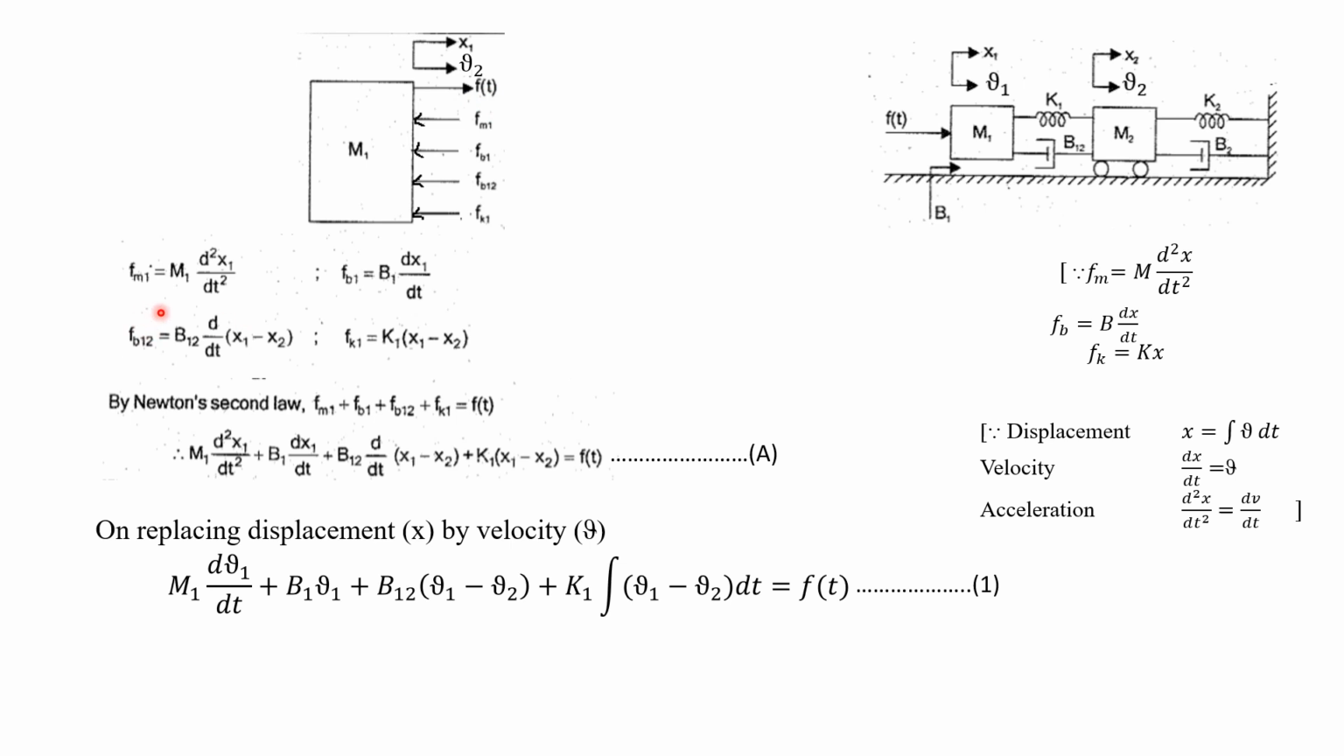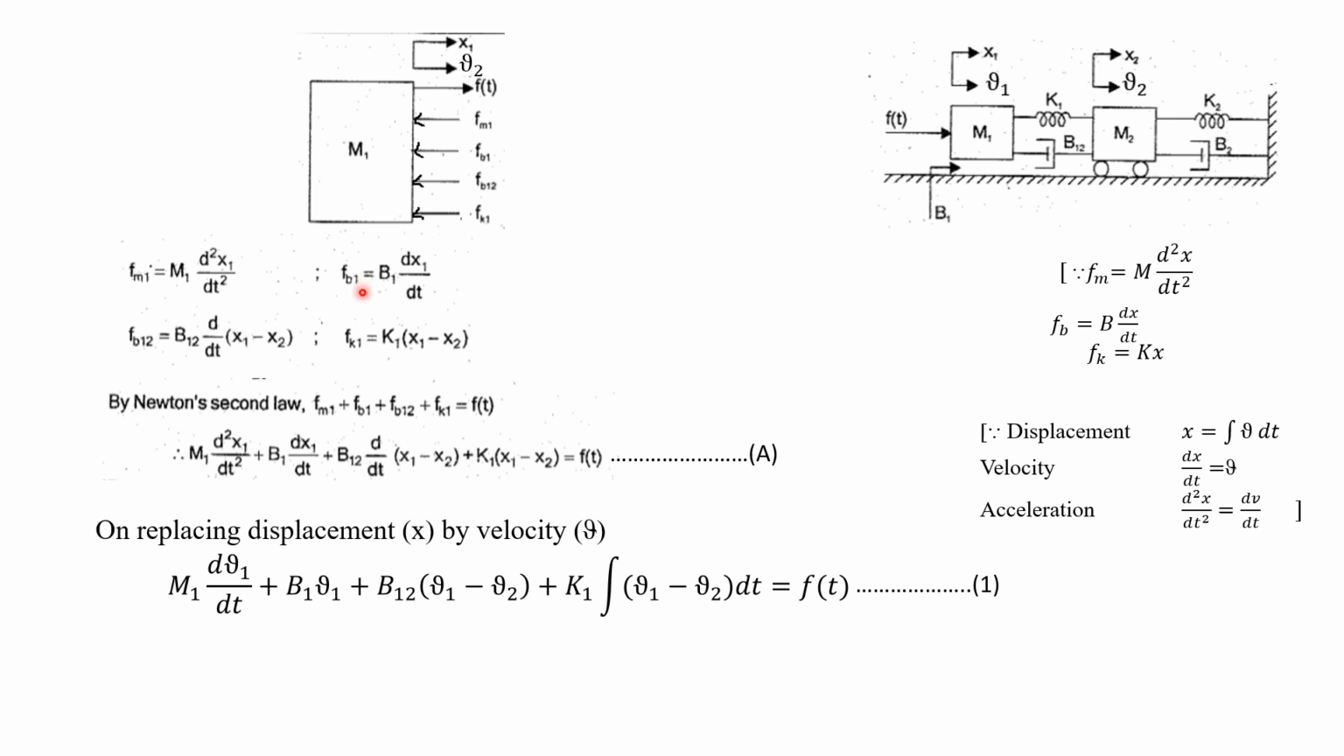Now we are going to write the formula for all the opposing forces. What is Fm1? That we know: capital M1 into d square x1 divided by dt square. See here, this is the formula. This we studied already. Here the output displacement will be x1. That's why we are representing it as m1 into d square x1 by dt square. Understood? Then what about fb1?